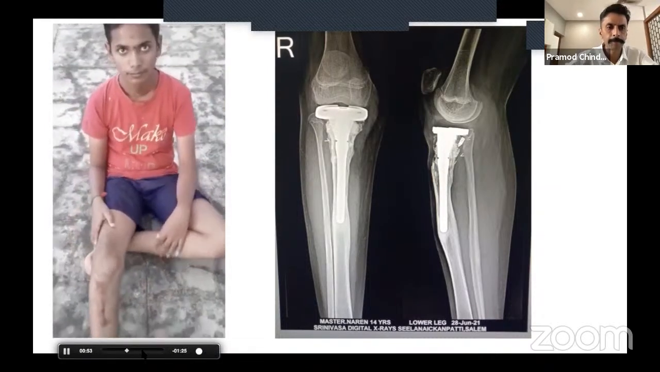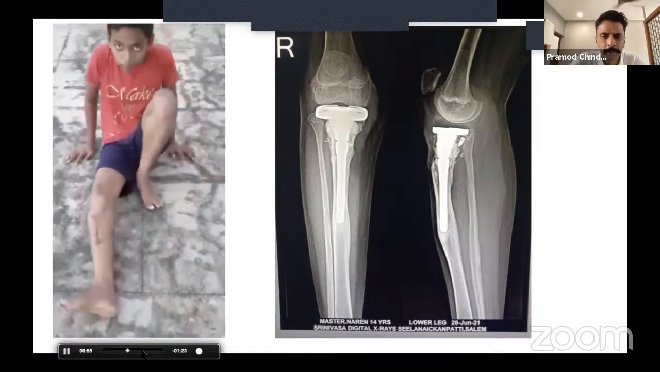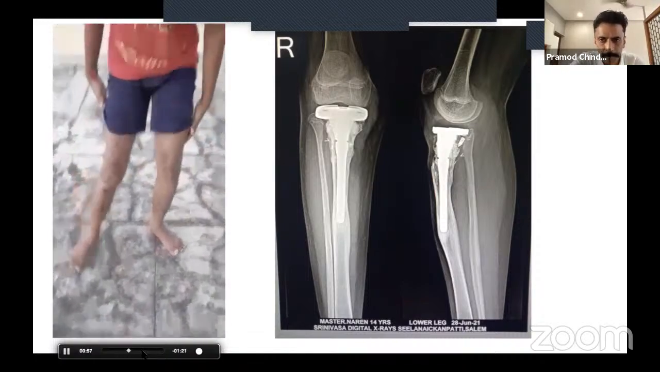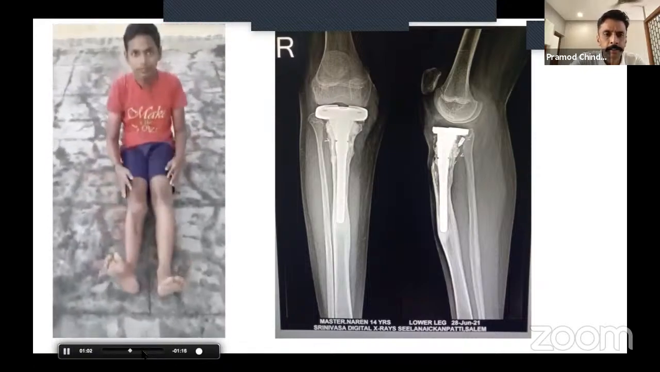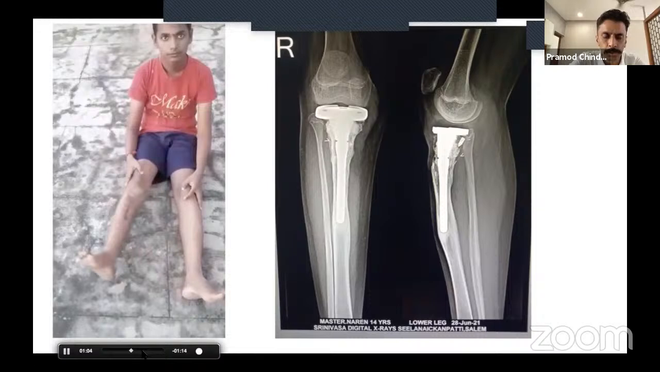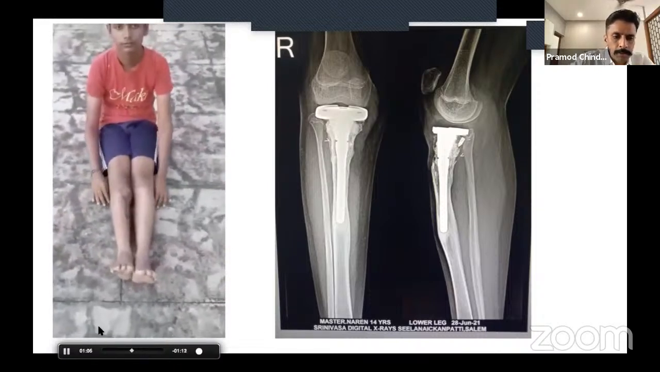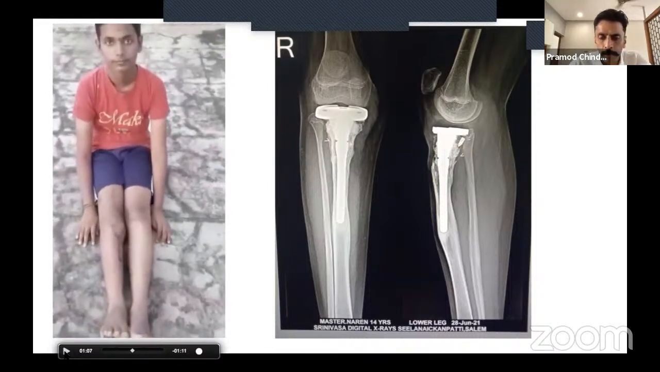He's able to do most of his activities with a 2 centimeter shortening. So we need to do the final corrections and procedure once he finishes his growth. So that's my thought about it, and all comments are welcome. Mandeep, over to you.